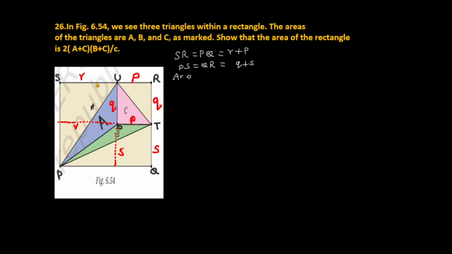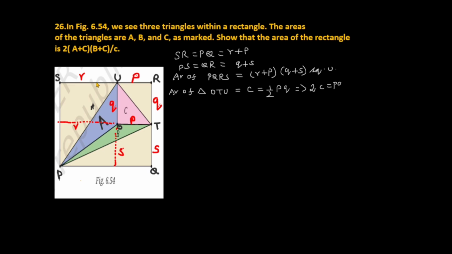So area of rectangle PQRS is equal to length into breadth. Length is R plus P, breadth is Q plus S square units. This is the area of the rectangle. Now consider the area of triangle OTU. Area of triangle OTU is nothing but C. Half into base P and height Q. So C is equal to half PQ, which implies 2C is equal to PQ.